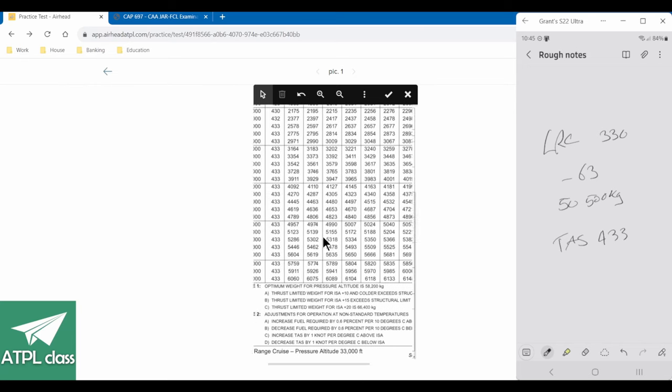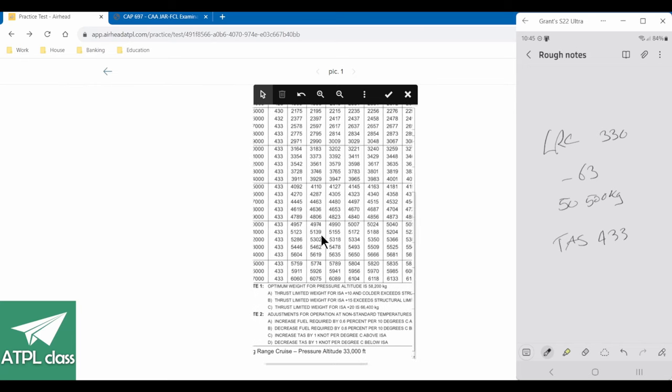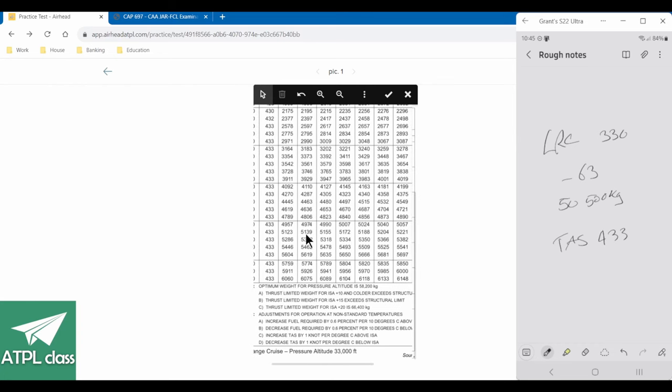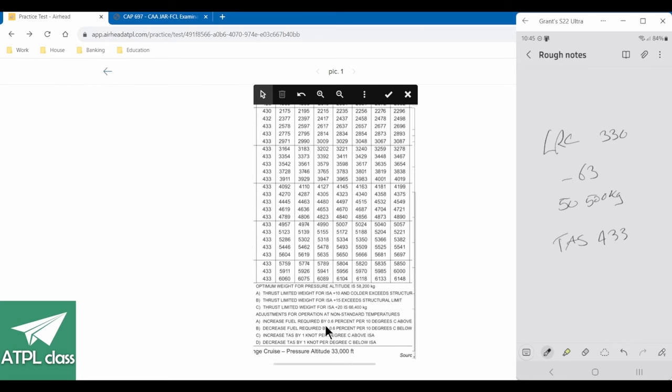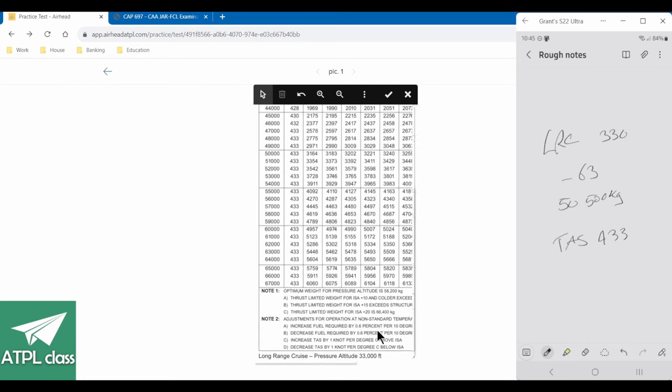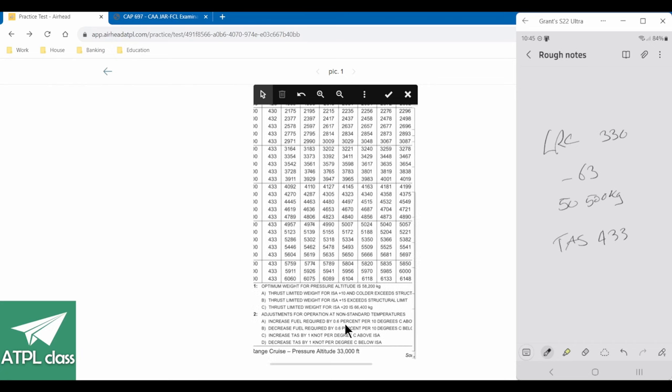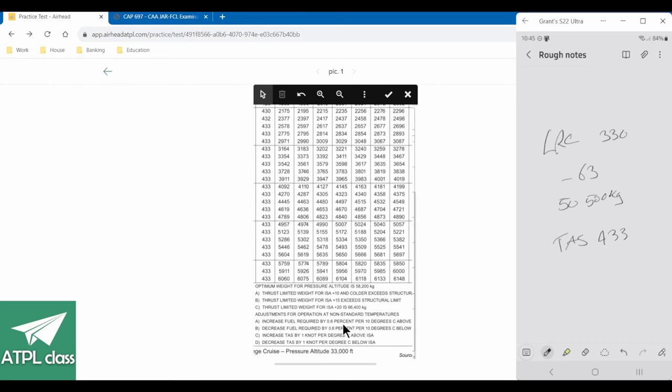Okay, thrust limited weight for ISA. If it exceeds ISA plus 10 or ISA plus 15, thrust limited weight. Adjustments for operation at non-standard temperatures. Sorry, I was a bit confused by that first bit. So increase the fuel required, that's not what we're looking at. We're increasing the true airspeed per 1 knot per degree above ISA and decreasing by 1 knot below ISA.